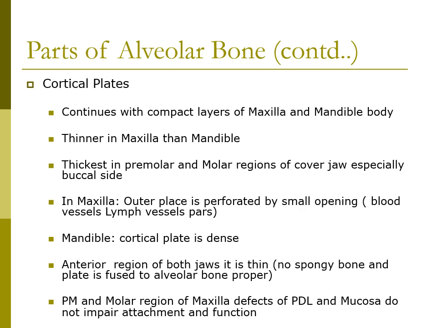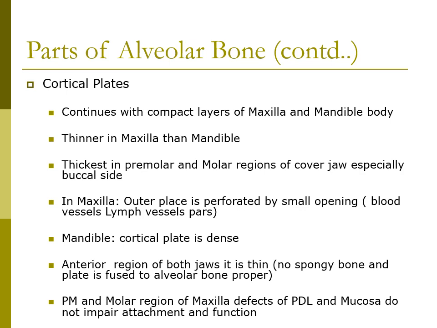Now, parts of alveolar bone: cortical plates continue with the compact layers of the maxilla and mandible body, thinner in maxilla than mandible, thickest in the premolar and molar regions of the lower jaw, especially on the buccal side. In maxilla, the outer plate is perforated by small openings through which blood vessels and lymph vessels pass. Mandible cortical plate is dense. In the anterior region of both jaws it is thin, with no spongy bone, and the plate is fused to the alveolar bone proper.